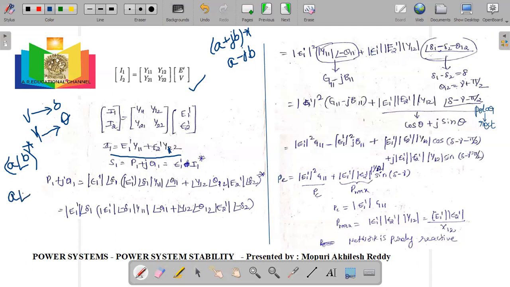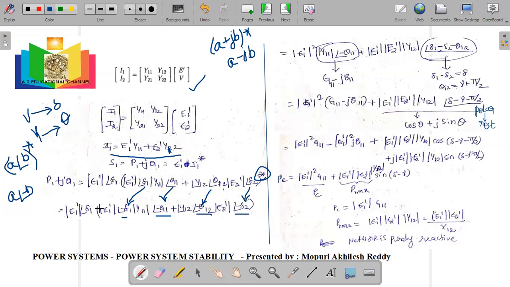So what will happen when I keep conjugate of this? Here we had a conjugate. So what will happen? This delta 1 will become minus delta 1. And this theta 11 will become minus theta 11. Similarly, this theta 22 will become minus theta 22. And this delta 2 will become minus delta 2.